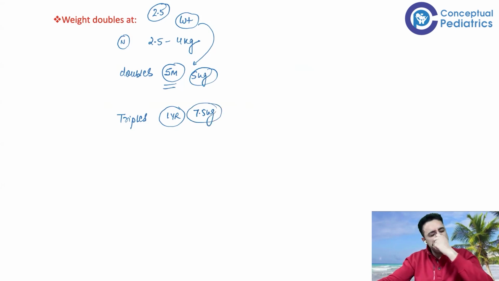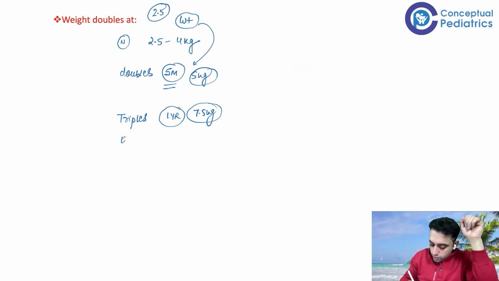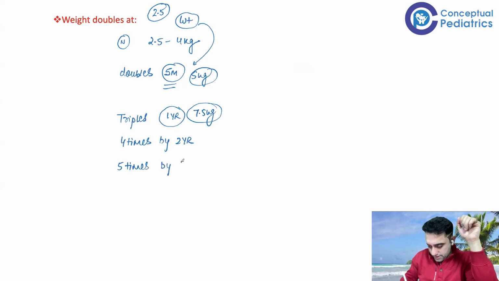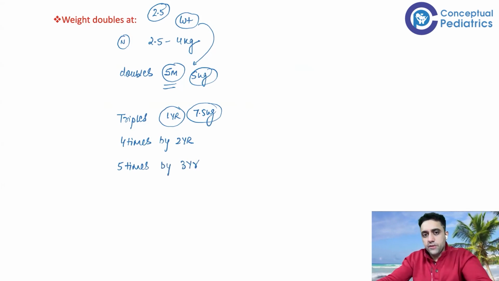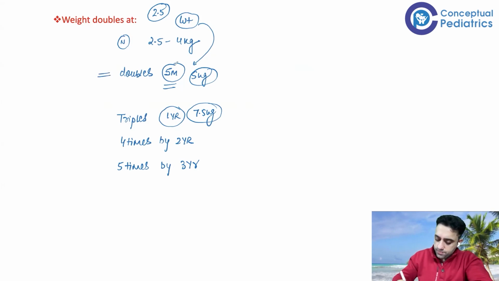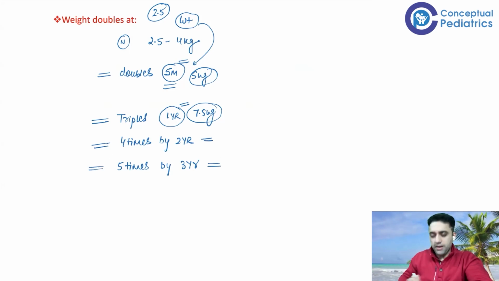Whatever the birth weight is, it doubles by 5 months, triples by 1 year, 4 times by 2 years, and 5 times by 3 years. So slowly, one, you have to increase. I'll say it again for the last time: weight doubles by 5 months, triples by 1 year, 4 times by 2 years, and 5 times by 3 years.